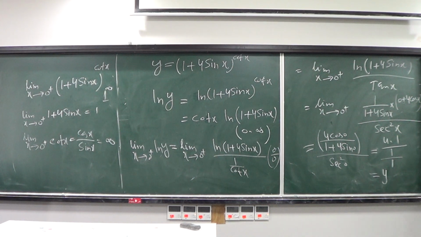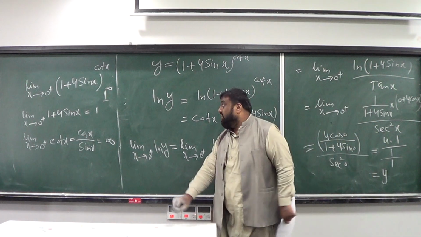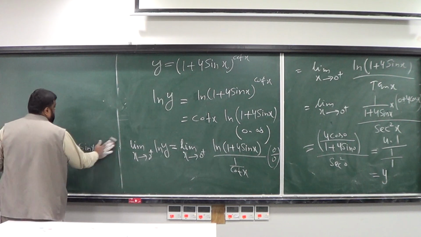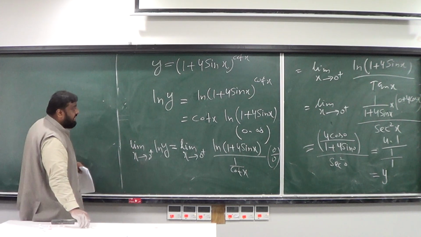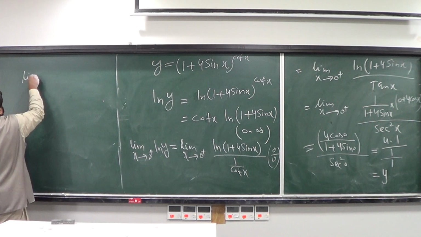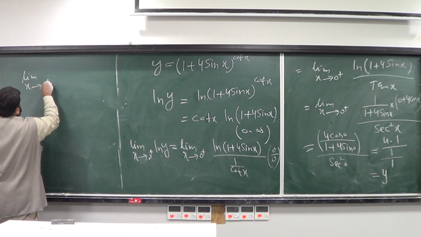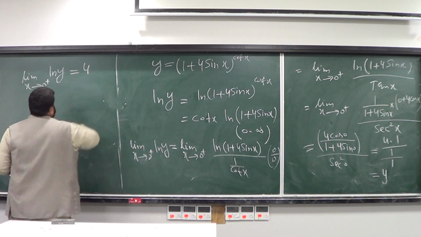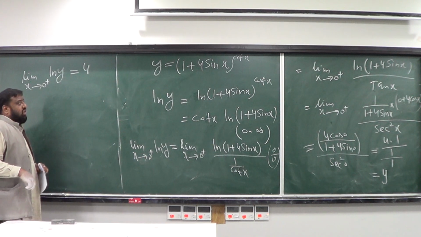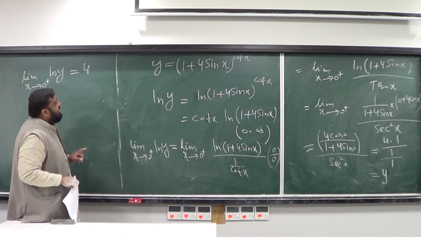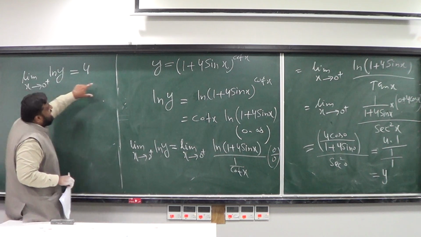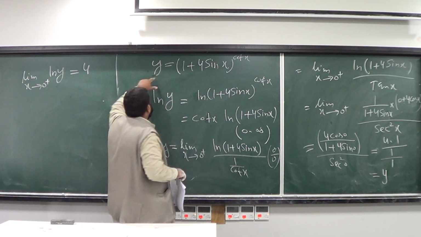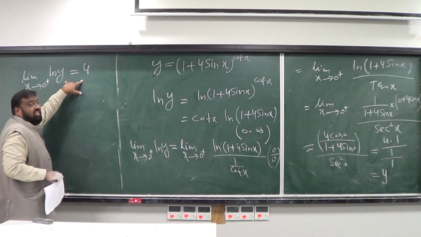But you are not done yet. You have to take care of a last bit. And what is that last bit? Keep in view that on the other side you have limit x goes to 0, log of y equal to, we computed it before actually. We were not interested in limit x goes to 0 log y, but we are interested in limit x goes to 0 y actually. So how can I turn this equation into terms of y?